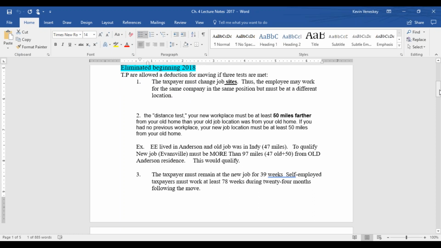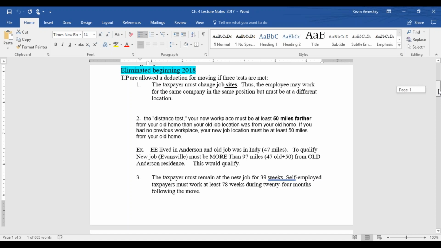Notice the taxpayer has to change job sites. They don't have to change companies or positions, but they do have to change locations. Just because you move to get closer to your job, perhaps, doesn't count for a moving expense deduction. If you kept the same job, the same site, and you just decided to lessen your commute and wanted to move, you don't get a deduction just for that reason.